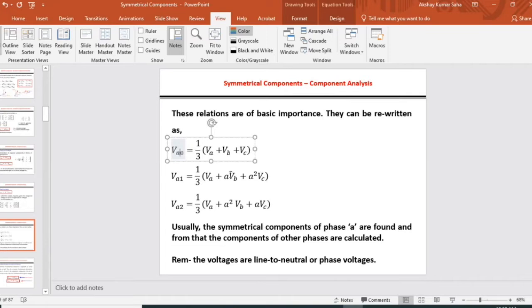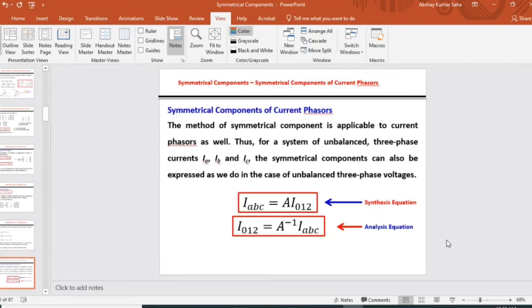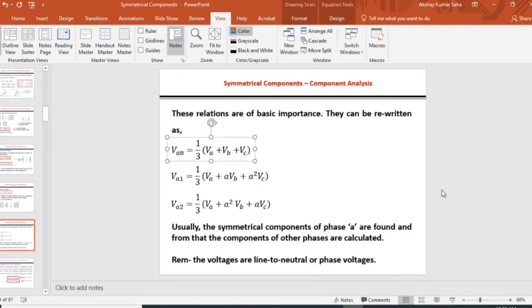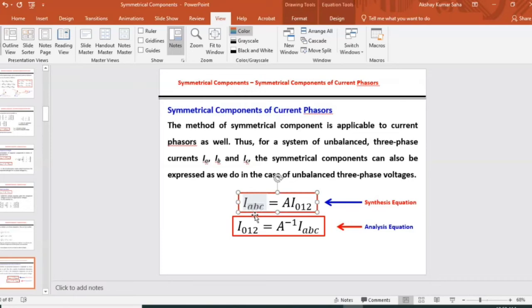I have an explanation on this slide, so I'll show you that one. Okay, so it does not matter whether it's balanced or not. So far we have been talking only about voltages, but I was sometimes mentioning that it also applies to current. We saw that VABC is equal to A times V012. That's what I showed you, but it also applies to the current. A similar equation, no difference at all. Only V is now replaced by I.